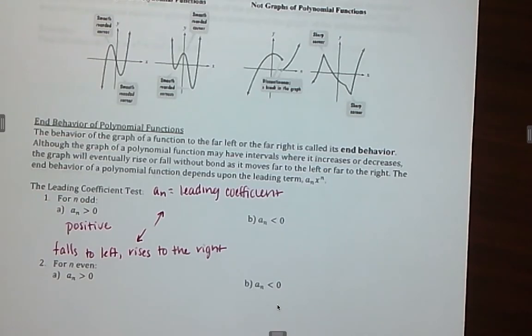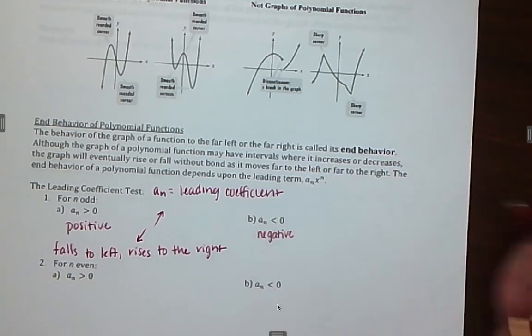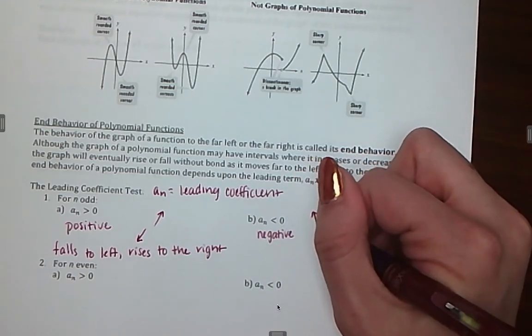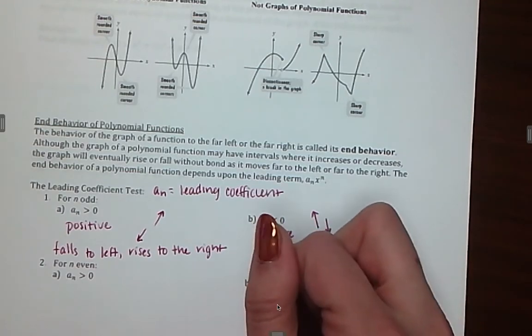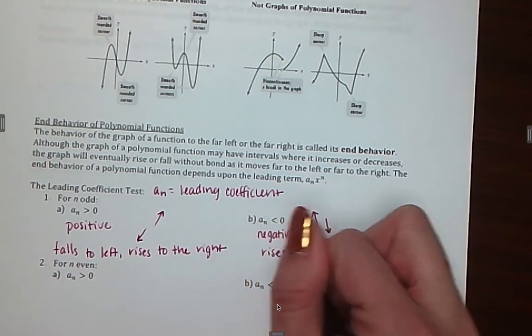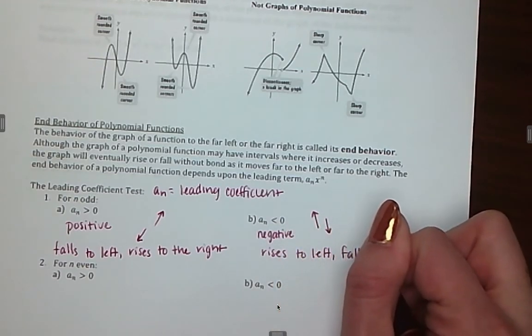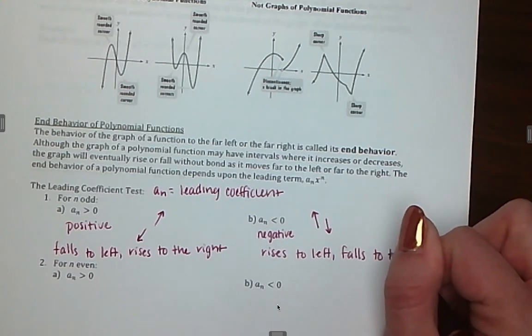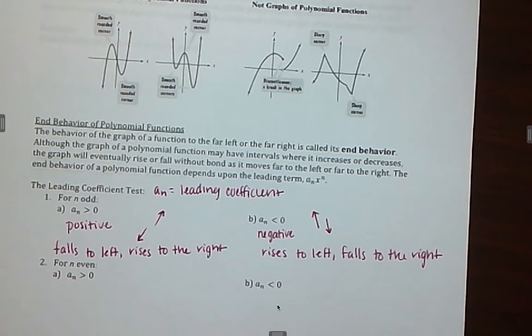So if a sub n, or that leading coefficient, is now negative, the slope changes. So now we are going up on the left and down on the right. So it rises to the left, falls to the right. I'm okay if you just use the arrows to talk about the end behavior on some of your homework. It's going to actually have those words, falls and rises.